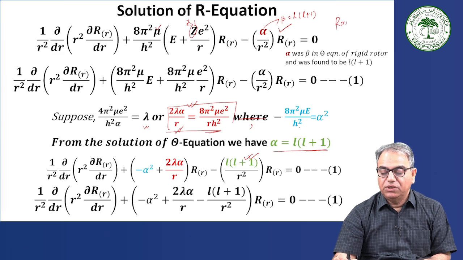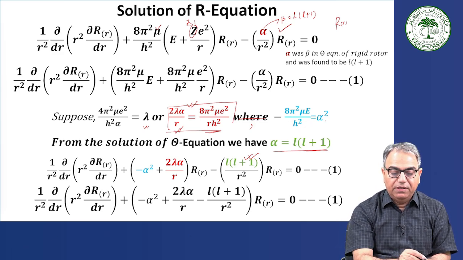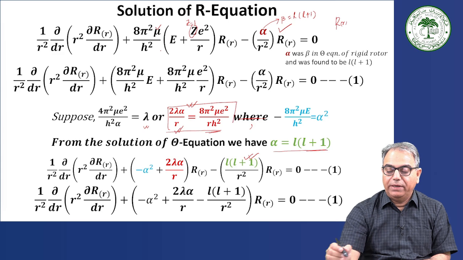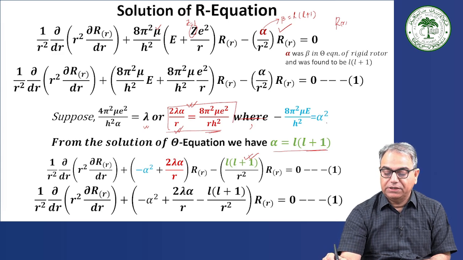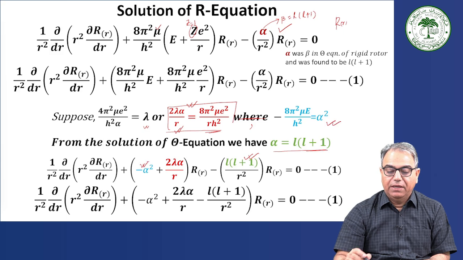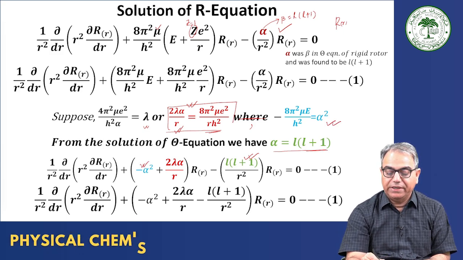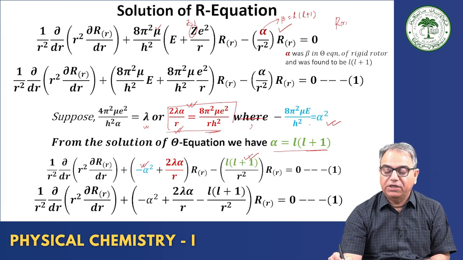Minus 8 pi square mu e square by h, mu e by h square is equal to alpha square. So now you have 1 by r square del by del r square del r by del r, no issue. Then you have 8 pi square mu e by h square. So this is coming from here, blue from blue, okay, minus alpha square, and then you have 8 pi square mu e square r h square, which is red, 2 lambda alpha divided by r. So this is color coded, so you should not have any issue.